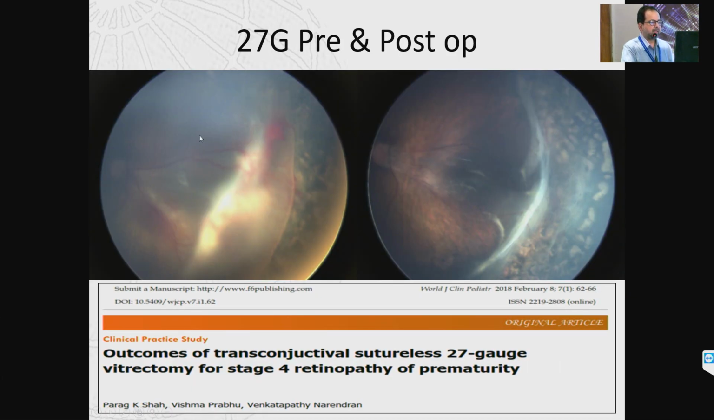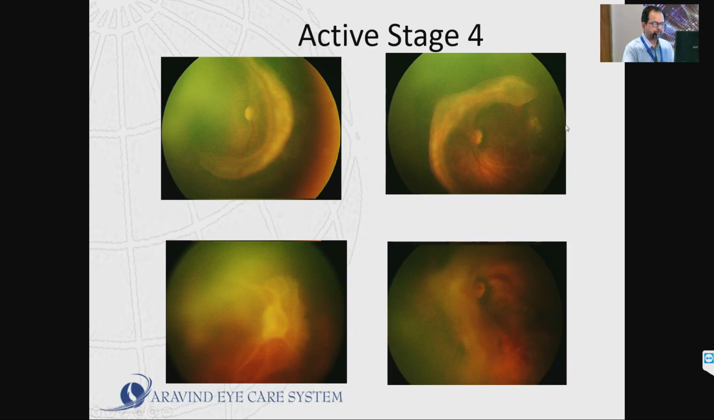So this is a case where again it was a very anteriorly lifted retina, the space was very tight, and we used a 27 gauge vitrectomy, and you could easily just cut the traction bands. At the end of the surgery, if you see this, you should be happy and not feel sad that you have left so much of vitreous membranes there.